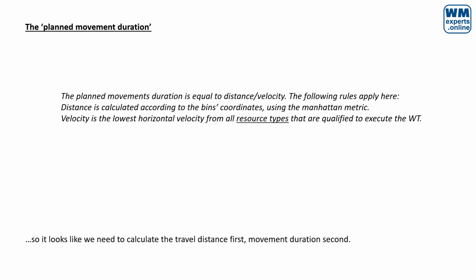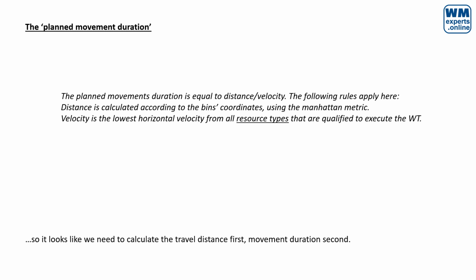The definition that we get from SAP for the planned movement duration is that the planned movement duration is equal to the distance times velocity. That is what we know from physics class. The following rules apply here. Distance is calculated according to the bin's coordinates using the Manhattan metric. Velocity is the lowest horizontal velocity from all resource types that are qualified to execute the warehouse task.